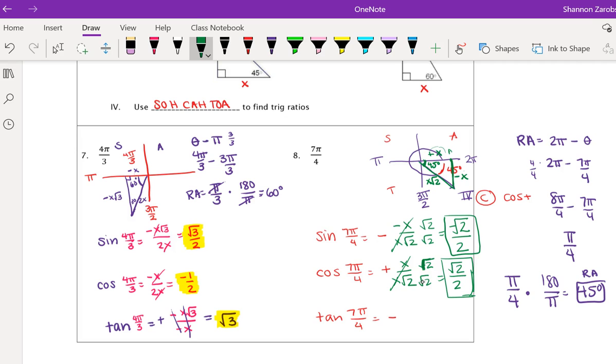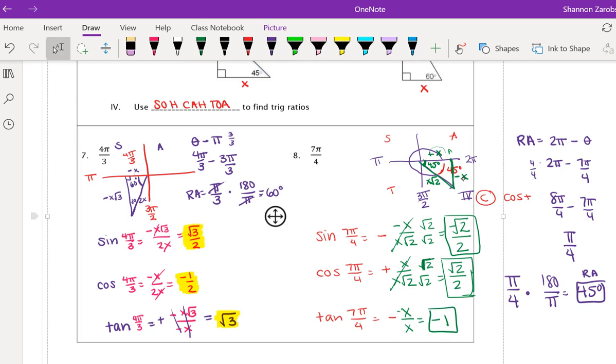And then tangent, I already had done tangent, is opposite over adjacent, so negative x over positive x, which is equal to negative 1, because the x's will cancel. Okay, so those are your 3 functions for that angle of 7 pi over 4.